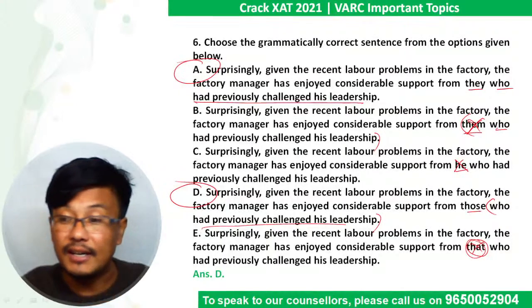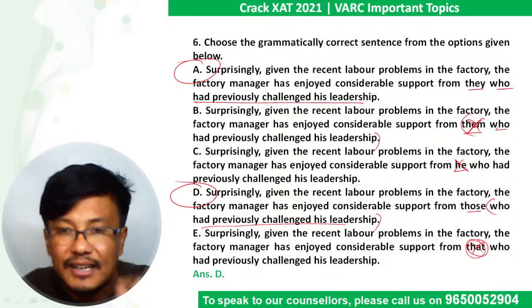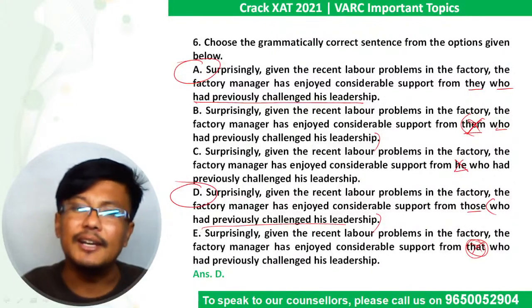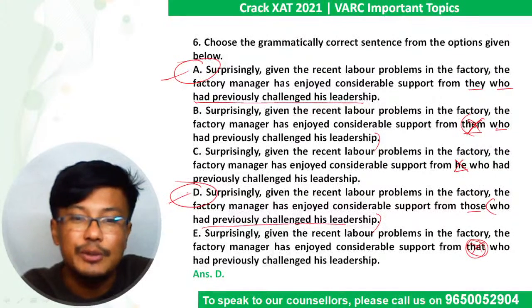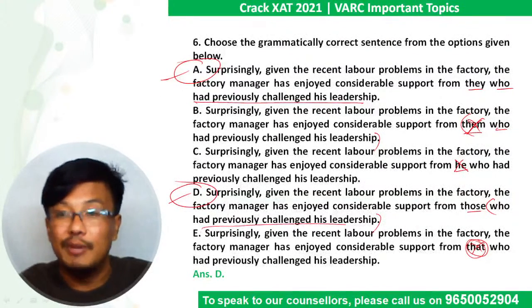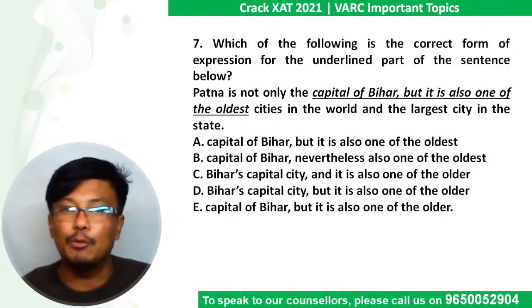Everybody got the point. Now if you notice, if you eliminate the wrong ones, it becomes a little less confusing. So eliminate whatever contains the mistake. If you notice, it was easier choosing between A and D. Otherwise, it would have been a big issue. Everybody got the point, I hope. Let's try the next question.